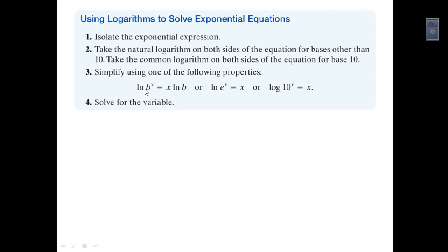The natural log of b to the x is x times the natural log of b, or the natural log of e to the x is x, or the common log of 10 to the x is x. And then solve for the variable.